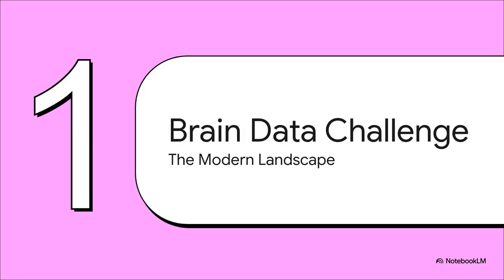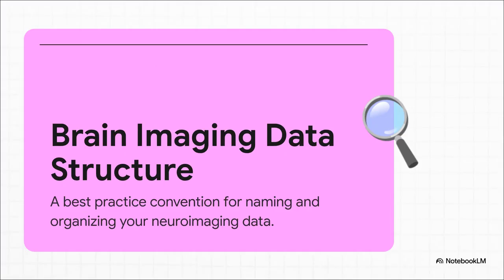So let's start by framing the core problem here, what we're calling the modern brain data challenge. We're going to see why these specific computing skills aren't just nice to have anymore. They are completely non-negotiable in today's research world. Before you can analyze anything, you need a system. Without one, all that valuable data is like a library where someone's just thrown all the books on the floor in a giant pile. The solution is something called BIDS, the Brain Imaging Data Structure.